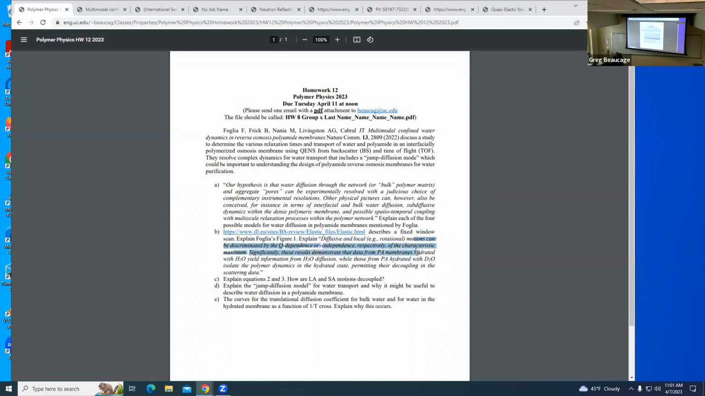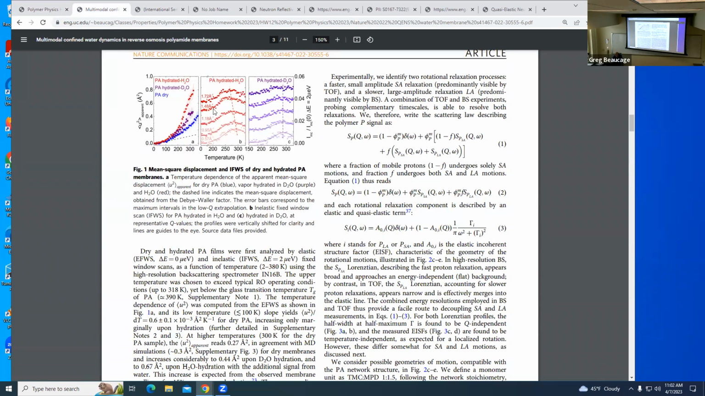And that Q dependence: explain that diffusive and local motions can be discriminated by the Q dependence or independence, respectively, the characteristic maximum. So that's in the second part of this picture. He shows the first part here, and he's got this maximum, right? And these are at different Qs. So there's a Q dependence when you have the hydrated polyacrylamide, but you can't see the water. So this is just the polymer motion. It's not Q dependent.